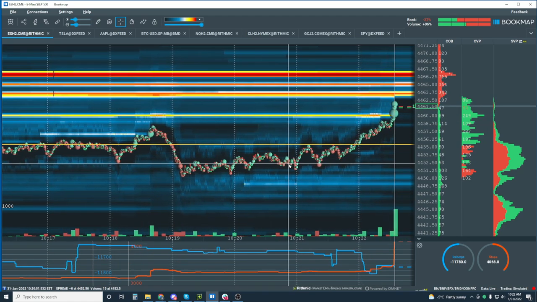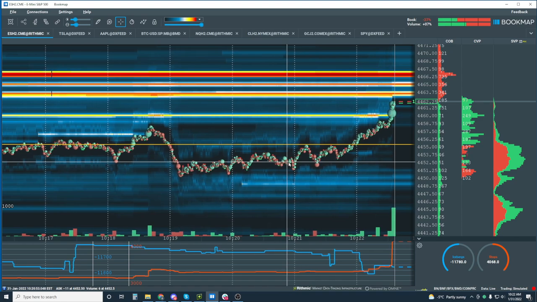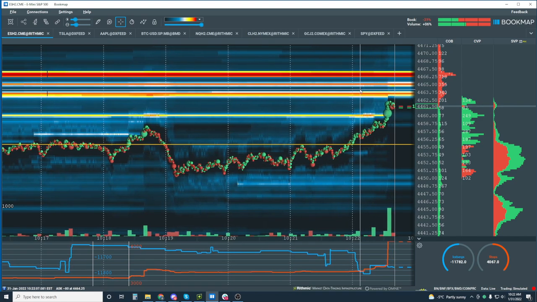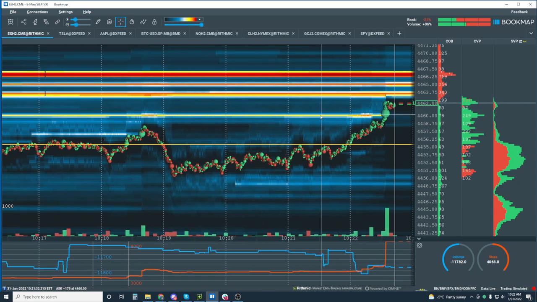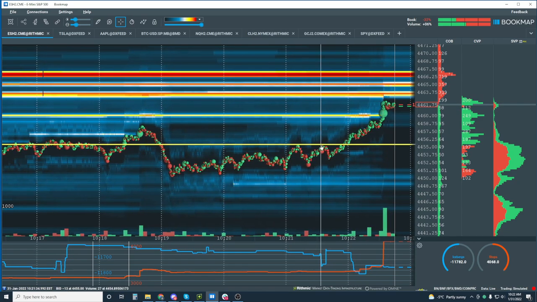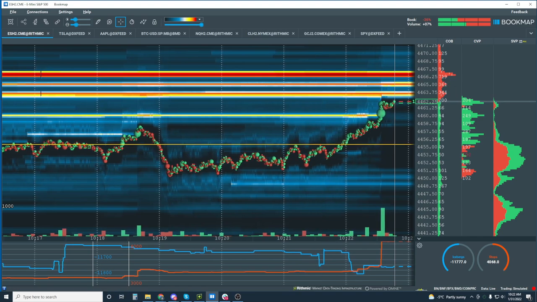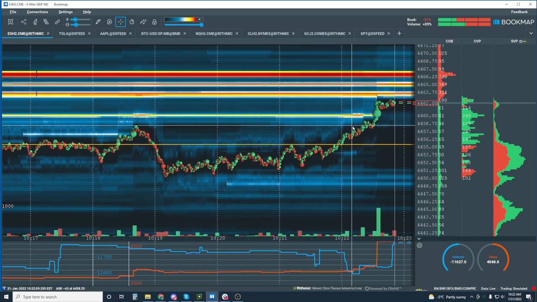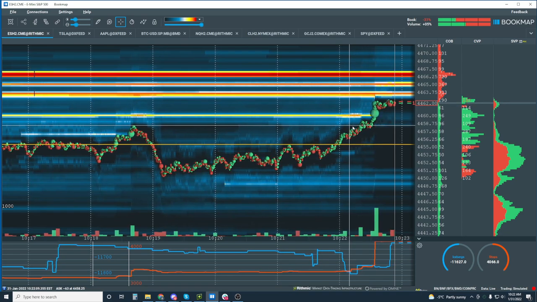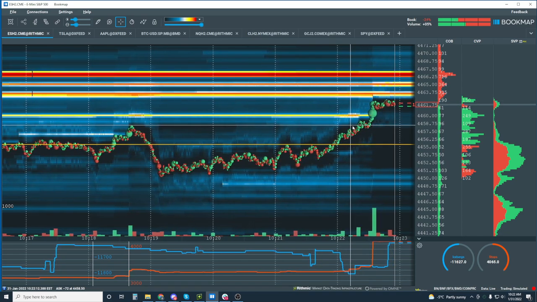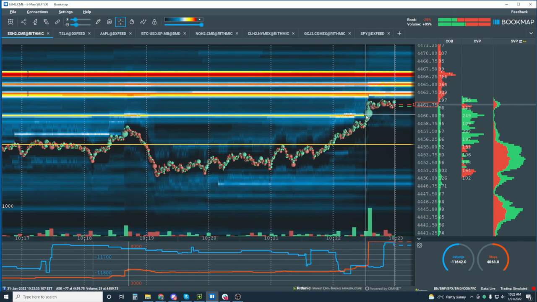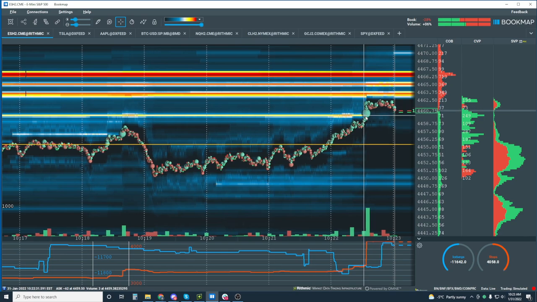Okay, there's 60. Let's see if they can go higher here. There they go. There's a lot of buying coming in, so we're still looking for higher here. This higher liquidity here, 63, 65, 66. Okay. Still looking for it. We probably get maybe a retest back to 60 here.